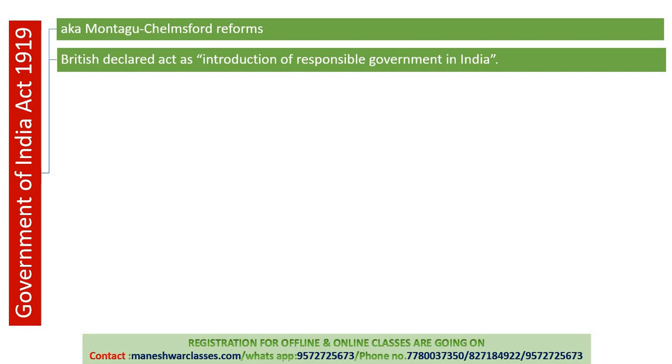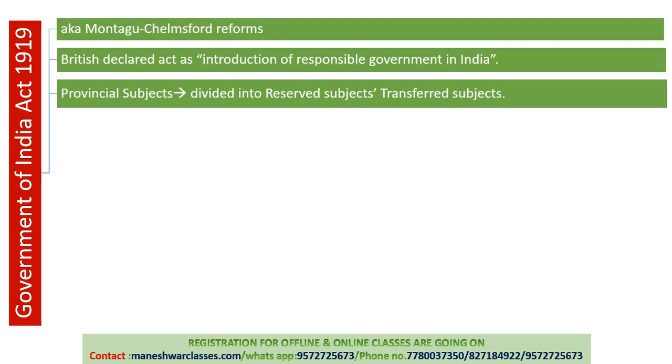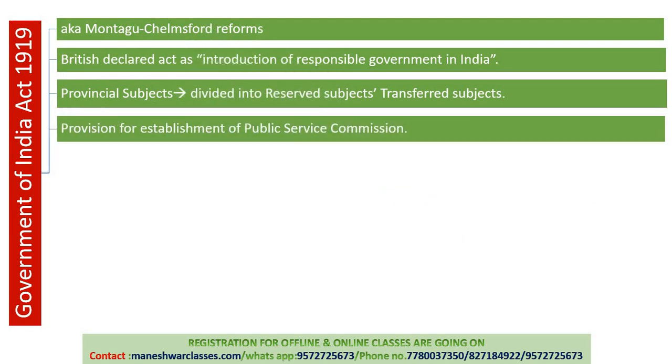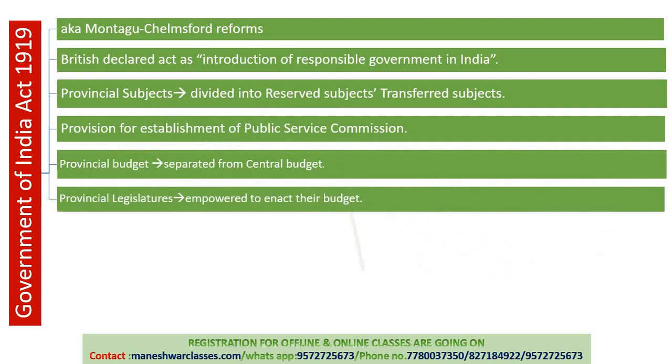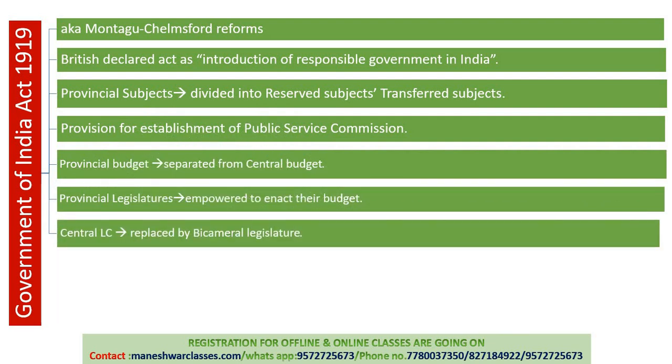The features of the Government of India Act 1919: the provincial subjects were divided into reserved subjects and transferred subjects. The reserved subject is administered by the governor along with his executive council, and is not responsible to the legislative councils. The transferred subject was administered by the governor with the aid of ministers, and ministers are responsible to the legislative councils.